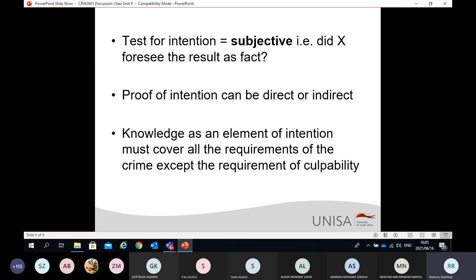So that's the difference: although X's motivation was to alleviate the pain and suffering that his dad was under, the consequences of his actions were clearly foreseeable. You know, he had intention to end his father's life. So in that instance, he was guilty of murder.